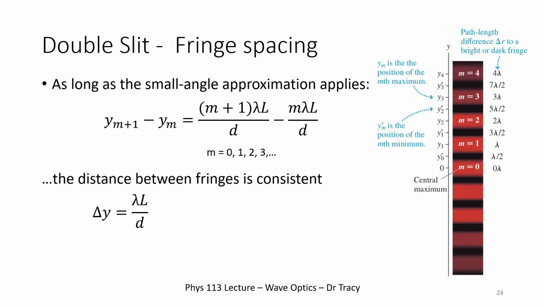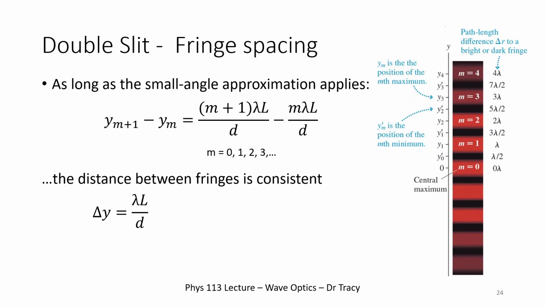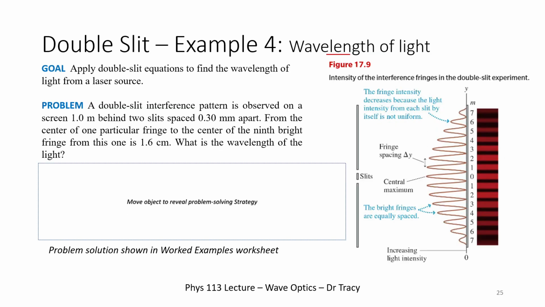So here's where we pick up. What is the distance between any given fringe spacing? Well, it's a constant value, because y sub m plus 1 minus y sub m is replaced by m plus 1 minus m in those expressions, and the m terms cancel out. The distance between the fringes is simply delta y equals lambda times L divided by d. So can we use that for a problem? And the answer is yes, for a double slit.